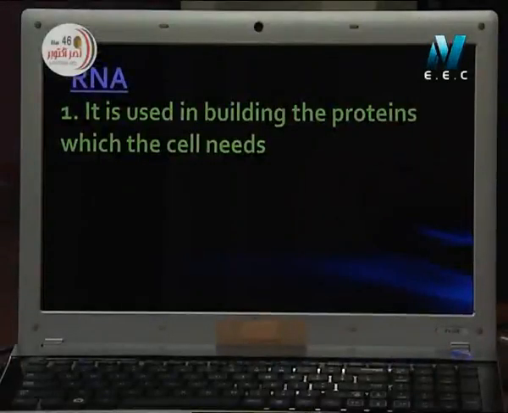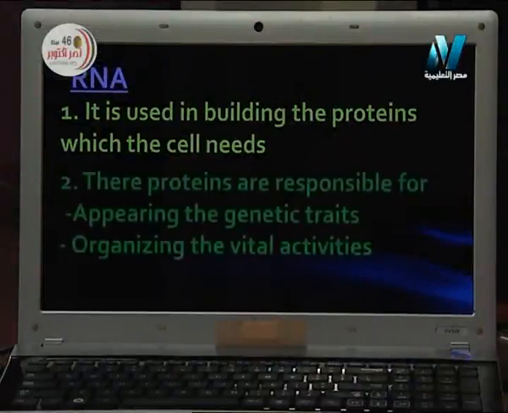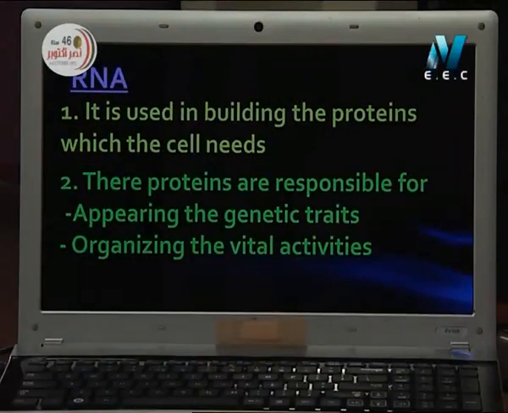What about RNA? RNA is used in building the proteins which the cell needs. Also, these proteins are responsible for showing genetic traits and organizing vital activities. So RNA helps in building protein. What is this protein? RNA helps in forming protein inside my body. Is there protein inside my body? Yes, children.